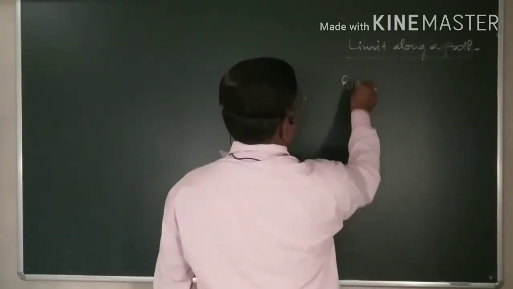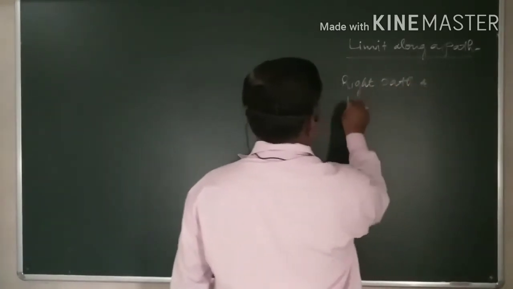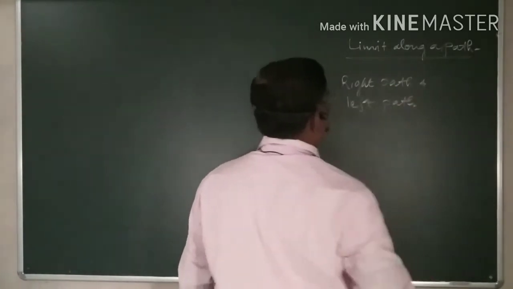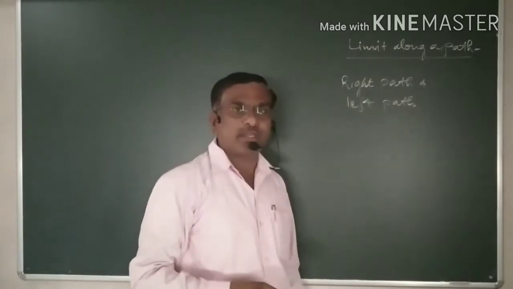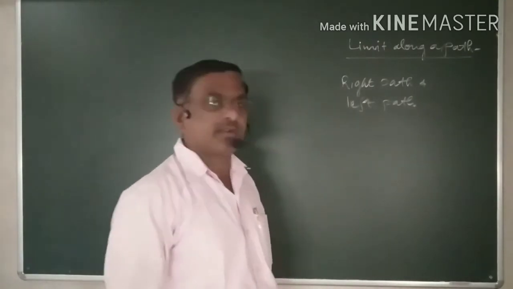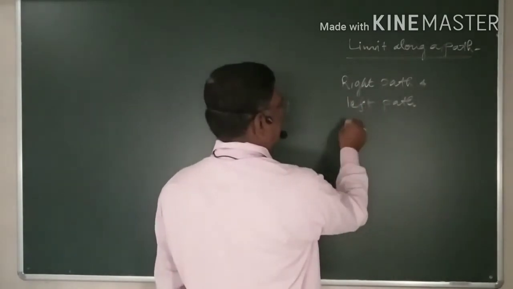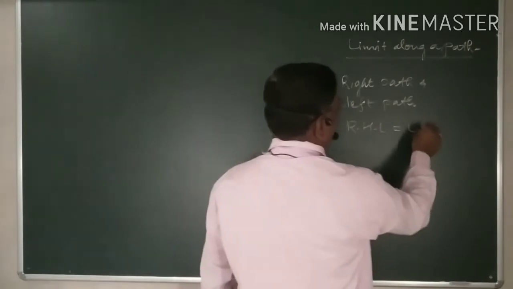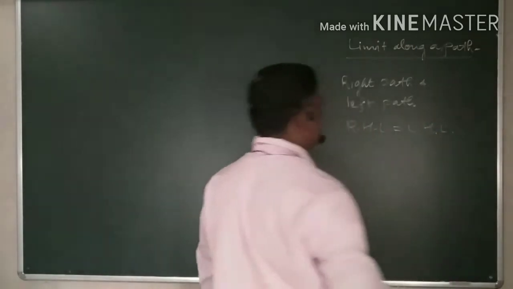the right path and the left path. And we know that for the limit of a function of one variable, from first year BSc, if it exists, then the right hand limit is equal to the left hand limit. Okay, this we know right from first year BSc.